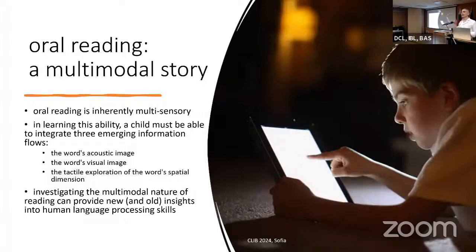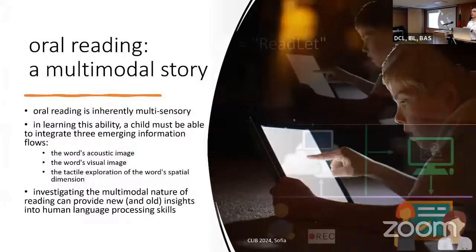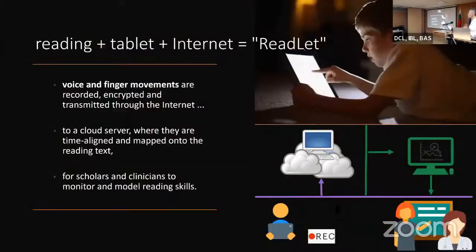Well, finger pointing reading is a typical way of learning to read, which is a practice fairly established in our schooling system, for example. We invite the child, while the child is reading, to finger point the text and the single words. So in this way, you can get a kind of visual and tactile experience of the words he's reading or she's reading. So investigating the multimodal nature of reading can provide new and old insights. And I insist also on old insights, because I think the kind of evidence I'm showing today is kind of reassuring from a linguistic point of view.